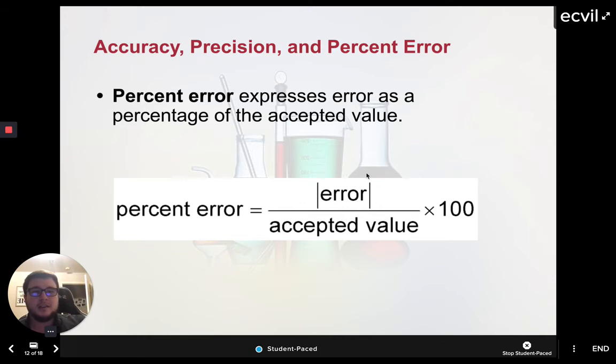Okay, so take the absolute value of your error, divide it by your correct answer or your accepted value, times 100 to make it a decimal, to make it a percent, and then that's your percent error.